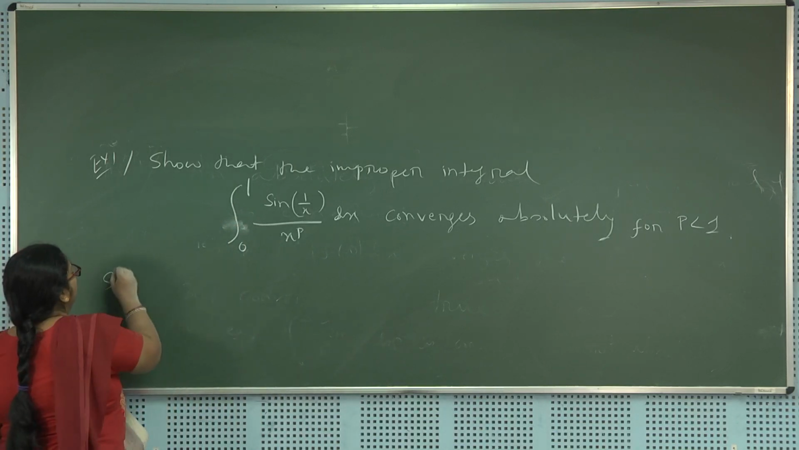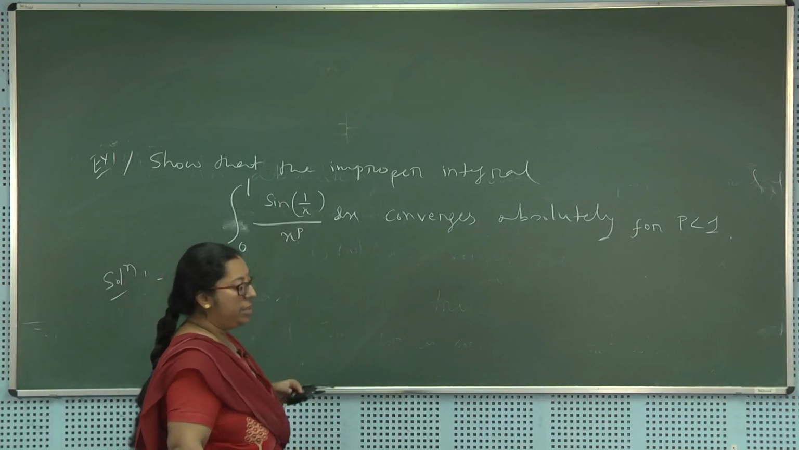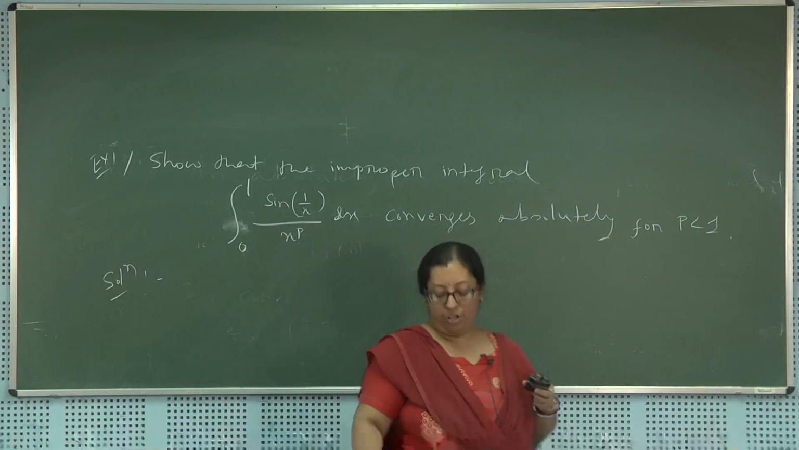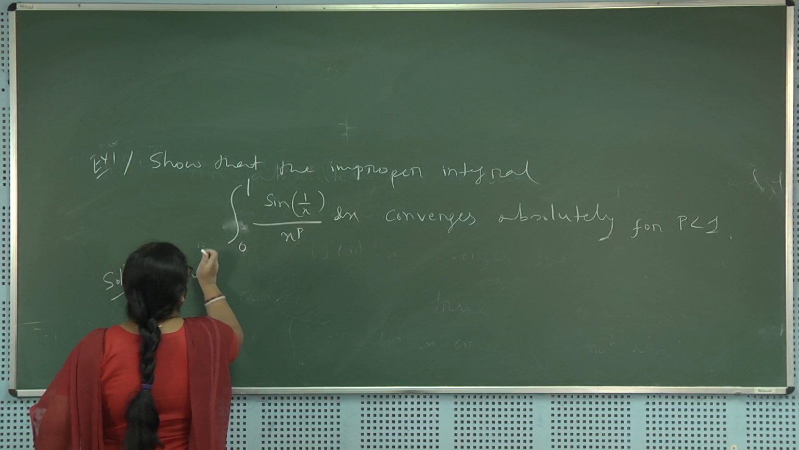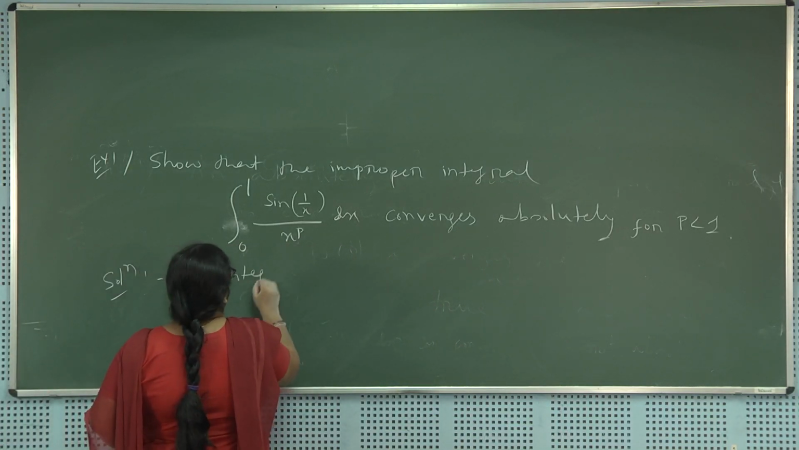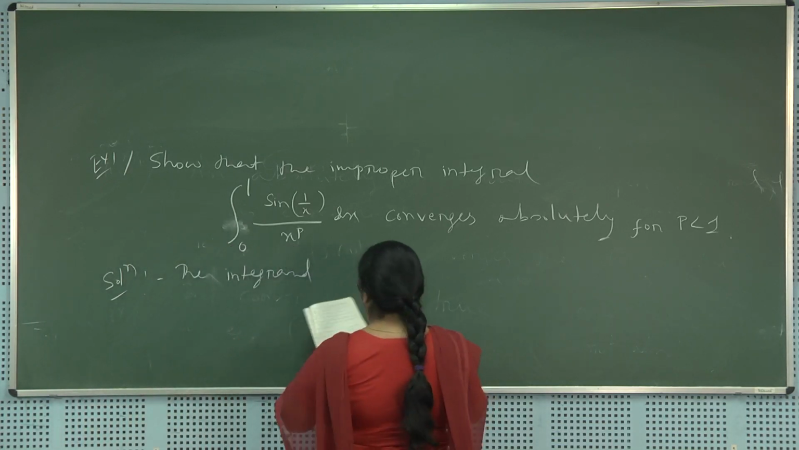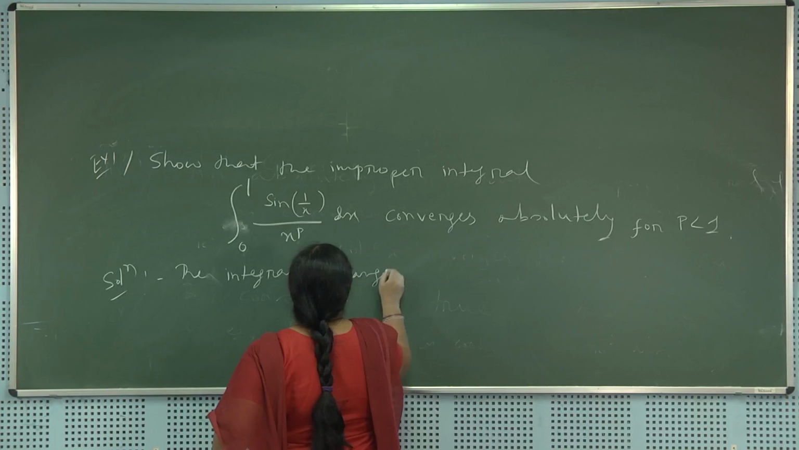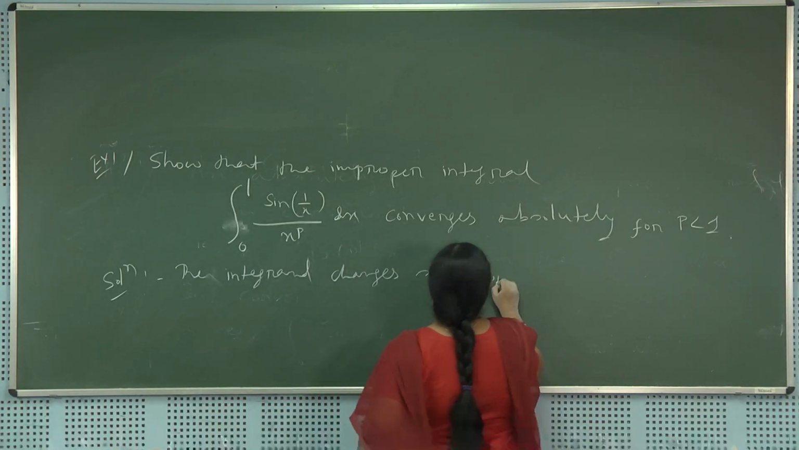Solution. First of all, we have to observe that this integral changes sign. You can see sin(1 upon x) from 0 to 1 will change sign. So, first of all you have to investigate that the integrand changes sign within the range of integration.